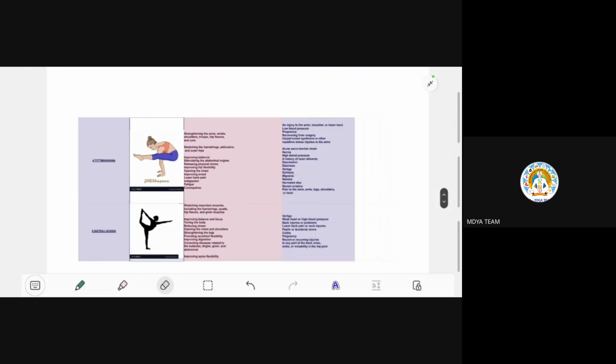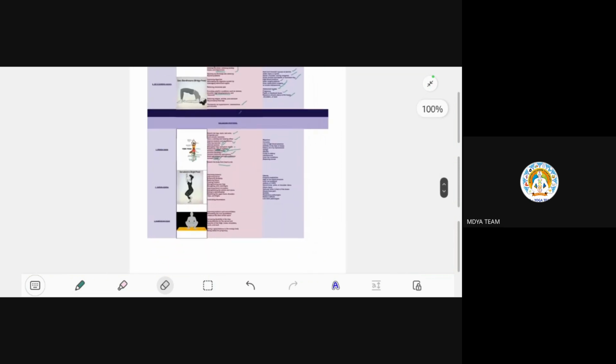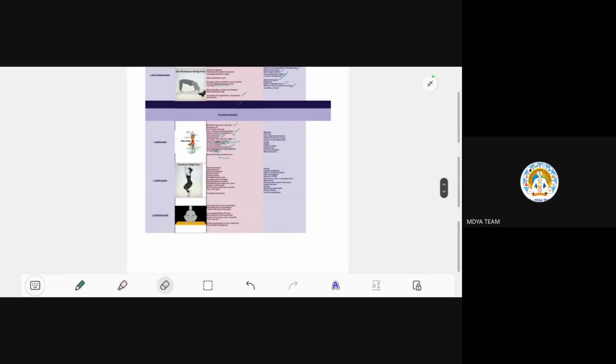Okay, next class tomorrow morning. Otherwise, I really want to complete this today because I want to start your pranayama. The pranayama is the only thing that you need to study more about, and the bandhas.